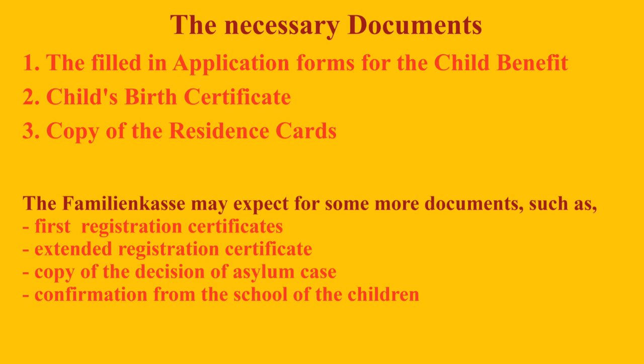Second, the child's birth certificate. The birth certificate, which in German is called Geburtsurkunde, should be available in German language. So, if you have it from your home country in another language, you should translate it into German and send it together with the application forms for the child benefit to the Familienkasse.